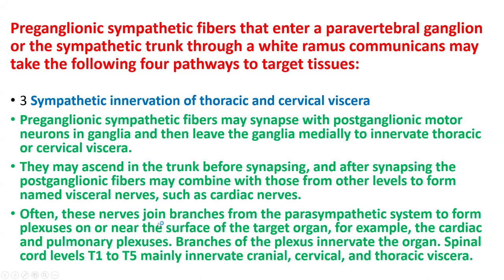So often those nerves join with branches of the parasympathetic system that we will discuss in a while, and in this case the sympathetic and parasympathetic make a plexus on or near the surface of the target organ. For example, we discussed in the heart lecture that we have the cardiac plexus and the pulmonary plexus, which are a mixture of sympathetic and parasympathetic, and the branches of the plexus innervate the organ. So the spinal cord levels T1 till T5 mainly innervate the cranial, cervical, and thoracic viscera or organs.